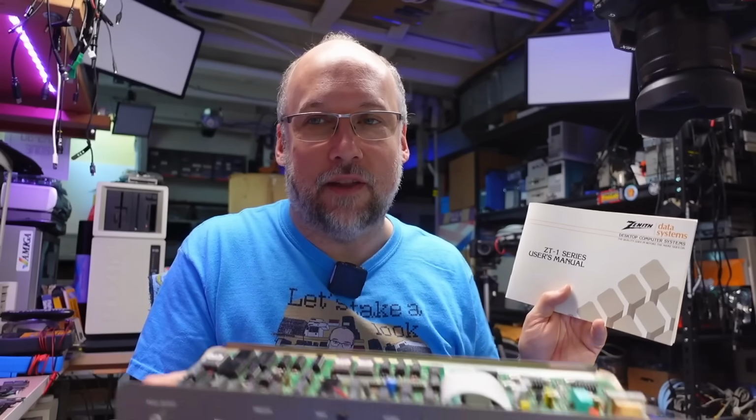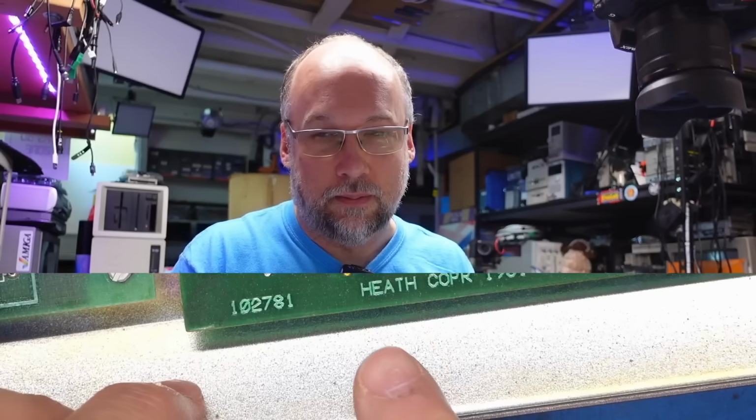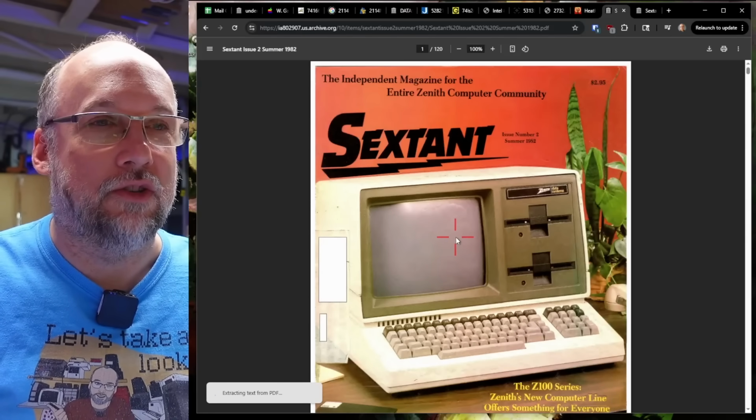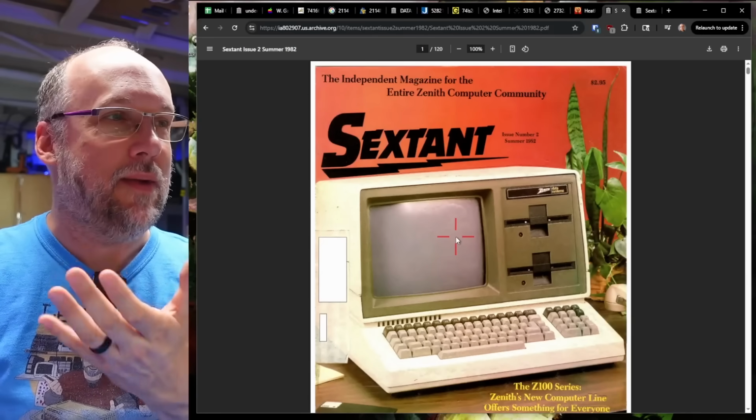So it seems that online there really isn't a whole bunch of information about this machine, and I have the ZT-1 user manual that was included with this, but it's really light on details and mainly just talks about how the thing works. Based on the fact that it says Heath Corp 1981 implies that this was designed by Heathkit Corporation, which apparently Zenith bought in 1979, but then also it must have come out in 1981 or potentially a little bit after that. So I started doing a little bit of research to try to figure out when this thing came out and maybe how much it cost.